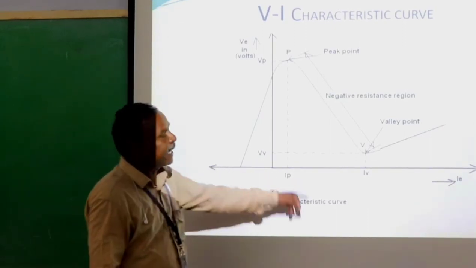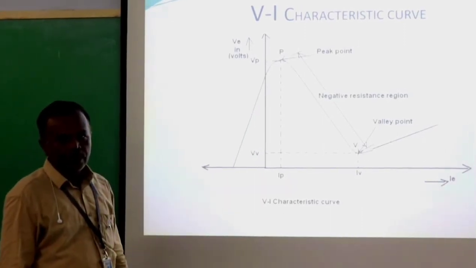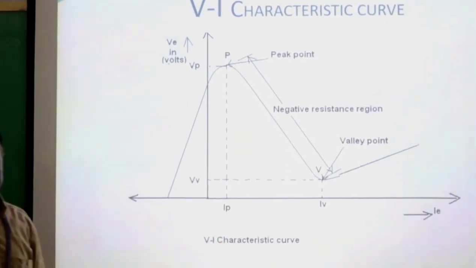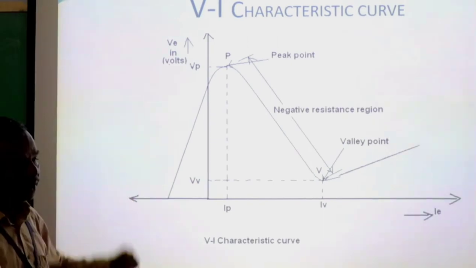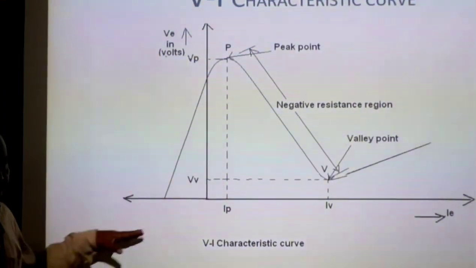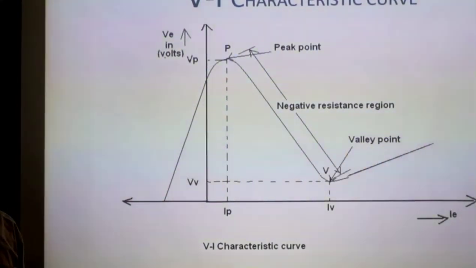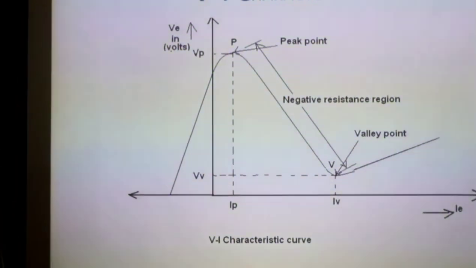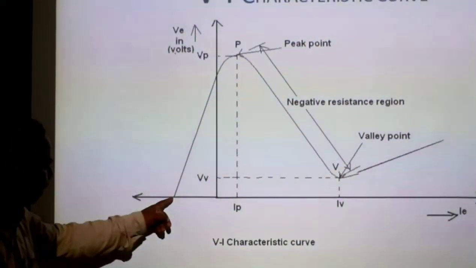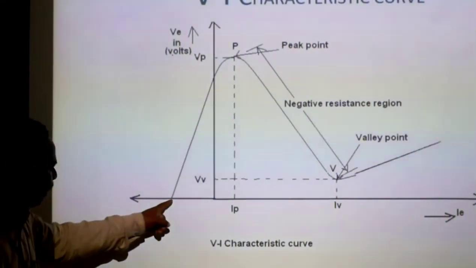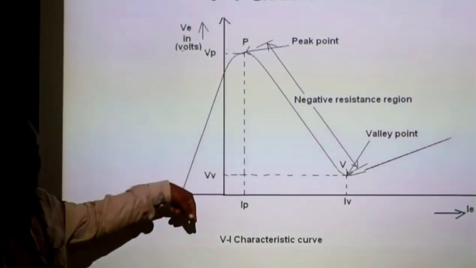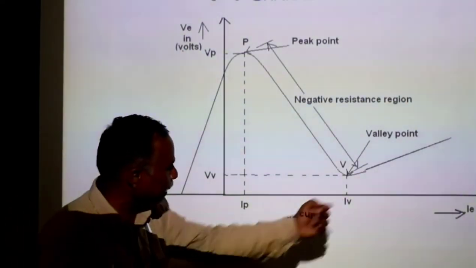This is the VI characteristics of the UJT. In general, on the X axis the voltage is taken and on the Y axis the current is referred. But in this case, on the X axis the current is represented and on the Y axis the voltage is represented. Now, at this point, this is the reverse current. Here is the voltage representation, and this is the current representation.